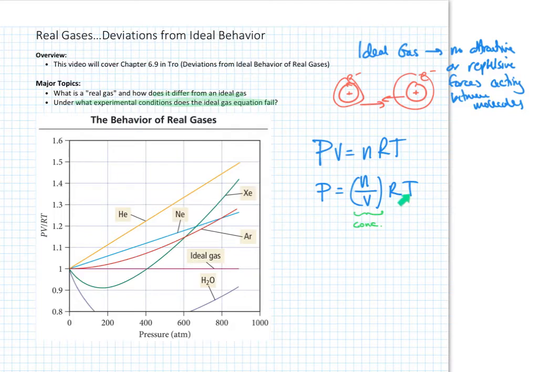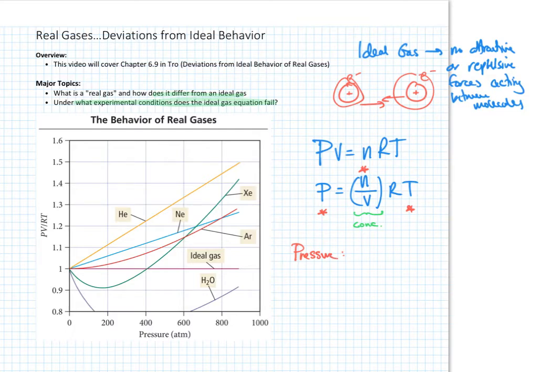We have pressure and we have temperature we can worry about. R is a constant. That's not going to change. So in other words, we have three situations we want to consider: changing pressure, changing temperature, and changing concentration. So let's take these in order. Let's say pressure.